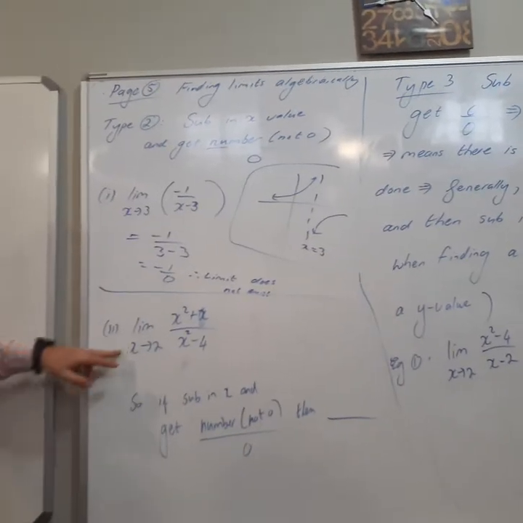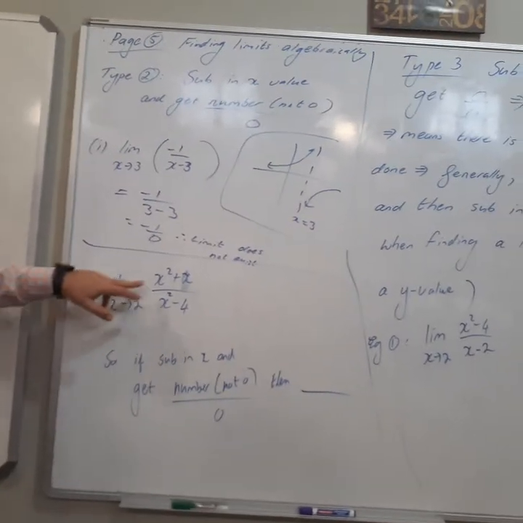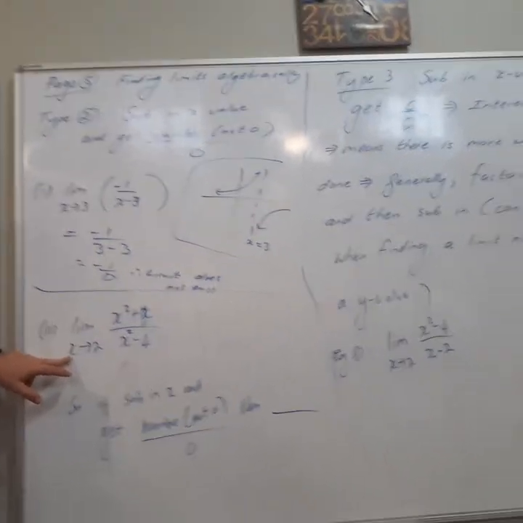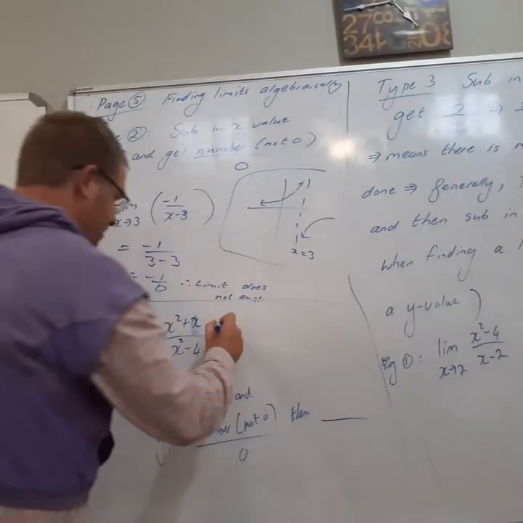If we have this one over here, the limit as x tends to 2 of x squared plus x over x squared minus 4. Got an idea offhand what that looks like, it doesn't matter though. What's your first step always? You sub in your limit value.